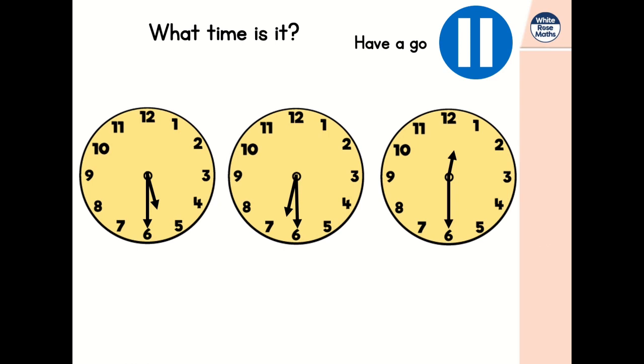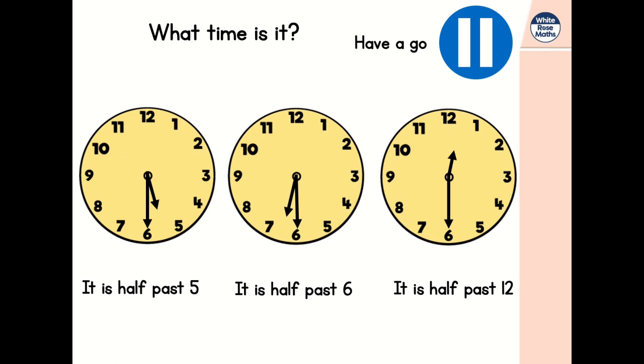Let's have a look at this first clock. The minute hand is on the 6. The hour hand is halfway between the 5 and the 6. So this clock is showing 5:30. On the second clock, the time is 6:30. And on the third clock, it's 12:30. The hour hand is halfway between the 12 and the 1. Great job.